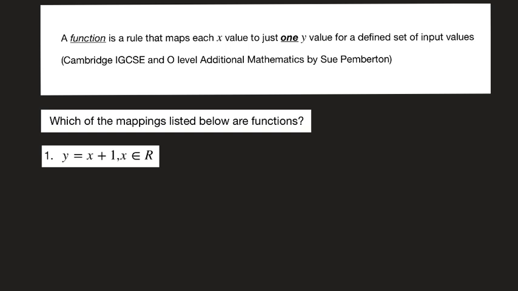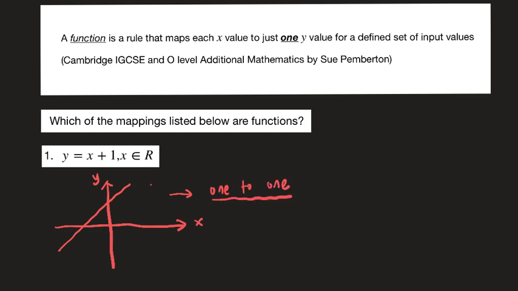Let's try to see this question. Which of the mappings listed below are functions? Now we try to see this one. The graph of this one is like this. This is what we learned from the previous video. And we know that this is a one-to-one. So as we mentioned just now, one-to-one is a function.